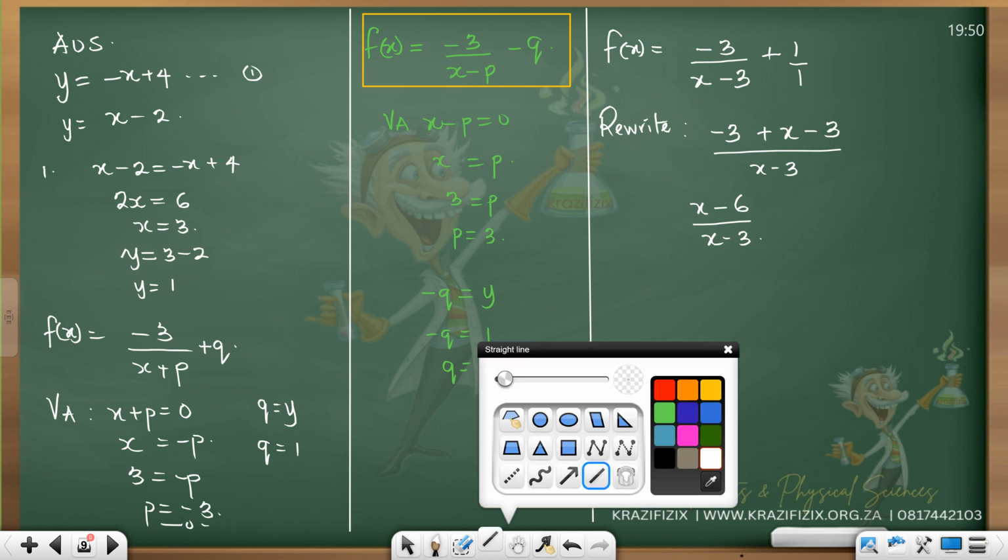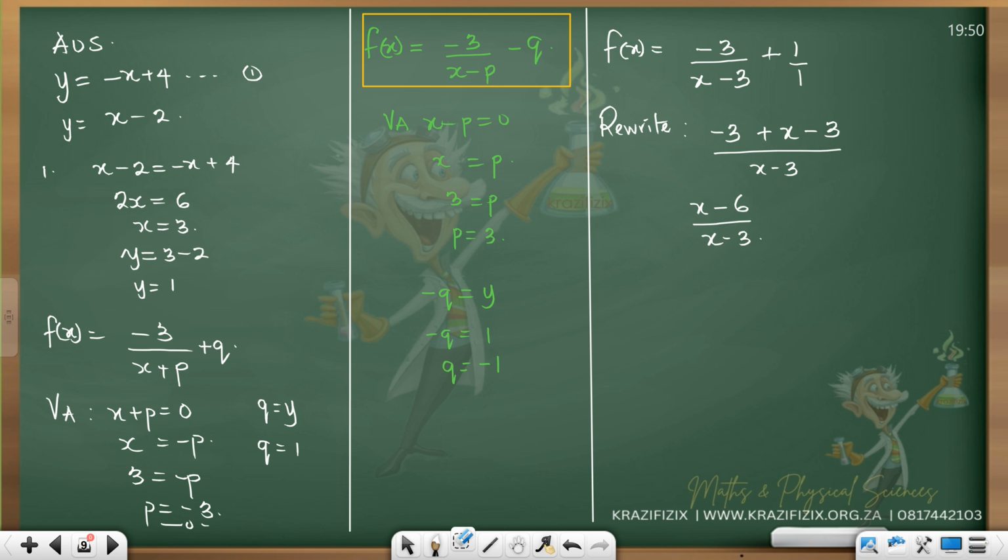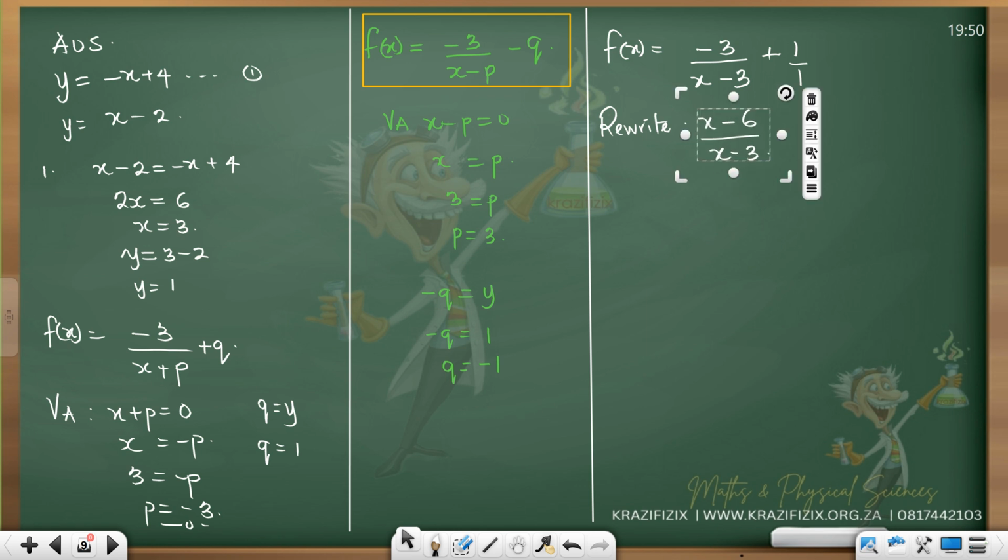So here is my f of x. So the examiner would give you this. All right, rewrite x minus 6 over x minus 3 as y equals a over x plus p plus q. Learners struggle with this even in grade 12. I'm going to show you one quick method that I want you to learn. A very, very quick method. And I'll show you the steps.